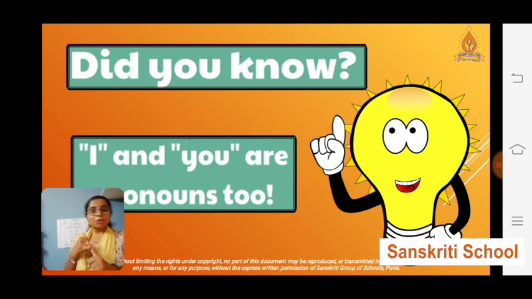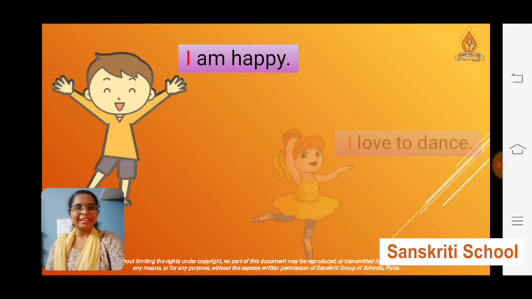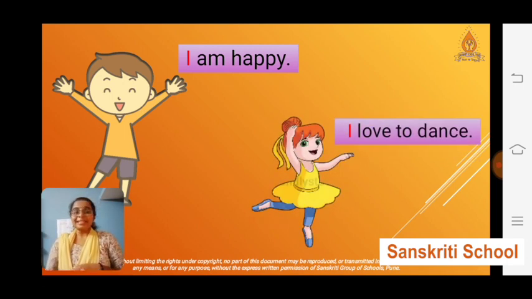So till now we have looked into pronouns. He, she, they, it. All these words which can replace a noun, we have understood that they are pronouns. Apart from that, I, you, they are also pronouns. Right? Let's look into one example. I am happy. So I here is a pronoun. I love to dance. See, I is a pronoun because it is talking about me. So a noun is replaced by the letter I. So I is a pronoun.